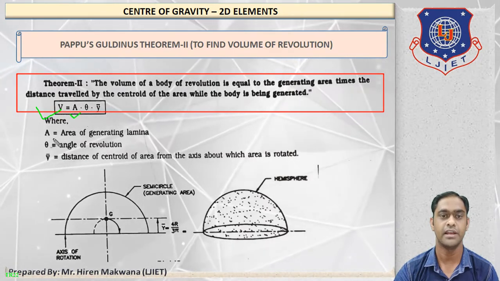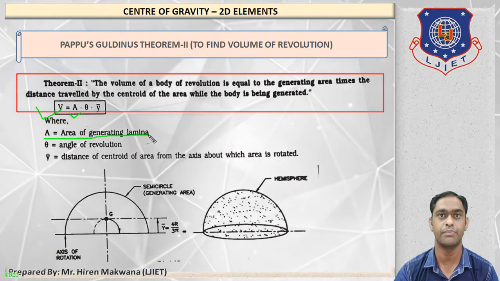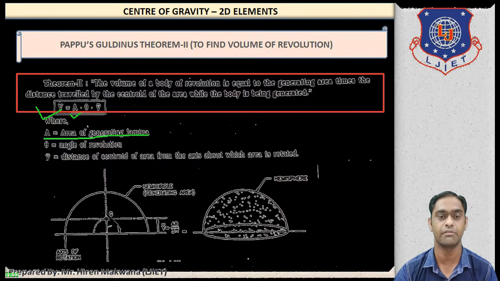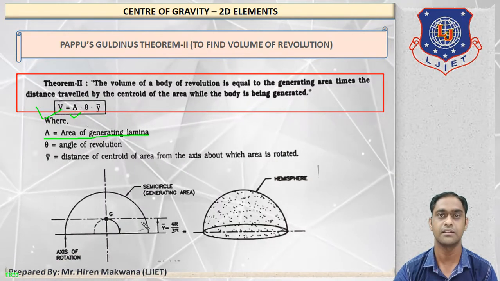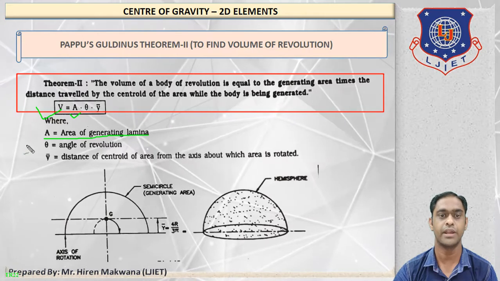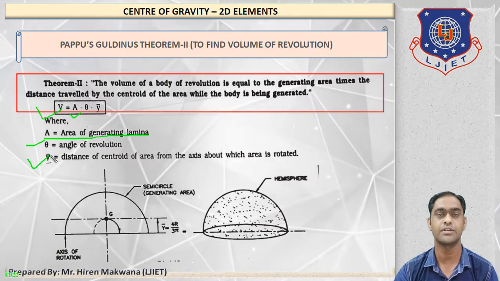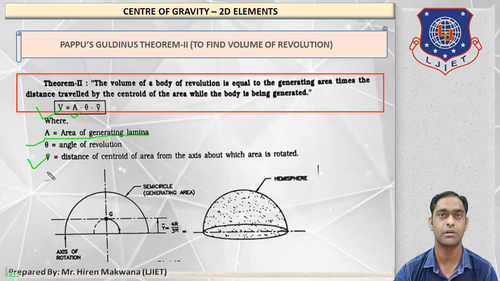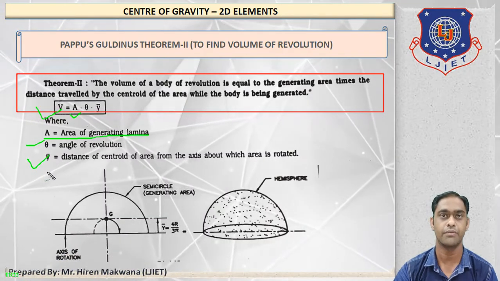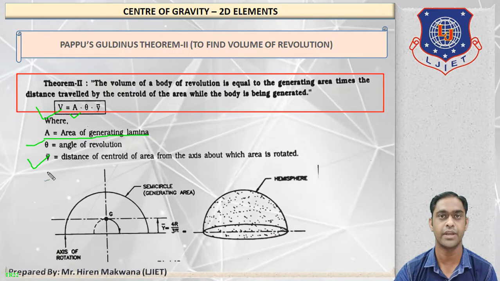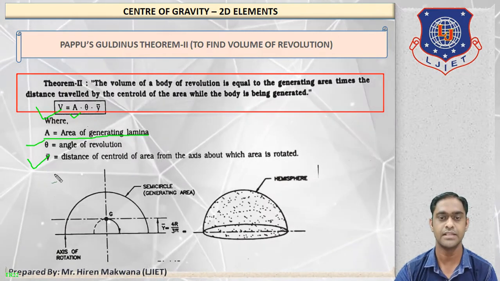Now what is area? Area is the particular area of the generating lamina, meaning the one which we are rotating. Theta is the angle of revolution, meaning 360 degrees always. Y bar is the distance of the centroid of this rotated lamina from the reference axis, meaning from the axis of rotation. Now let us see the figure.